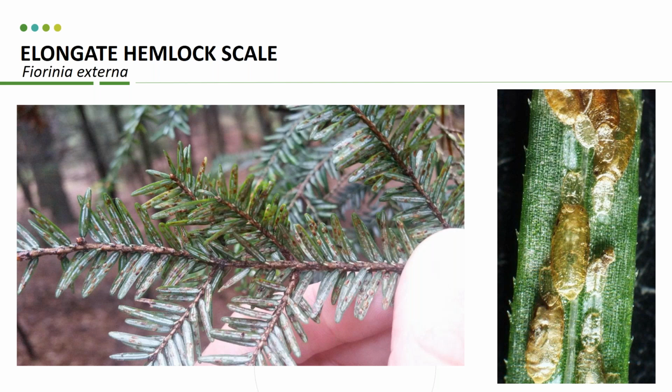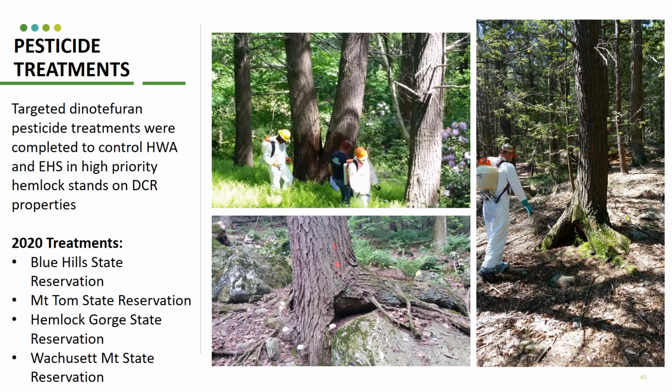So we see the most impact at sites that have the dual pressure of the hemlock woolly adelgid and the elongate hemlock scale. So we do treat on some of our DCR properties, and when we do treat, we choose to use dinotefuran products because it is a little bit more impactful on the elongate hemlock scale than imidacloprid. So we do treat some of our old growth hemlocks, some of our historically and culturally important hemlocks, and some of our old parks like Walden, and then some of our really good example trees that are really significant. So we're trying to protect those in these sites that have a lot of adelgid and elongate hemlock scale.